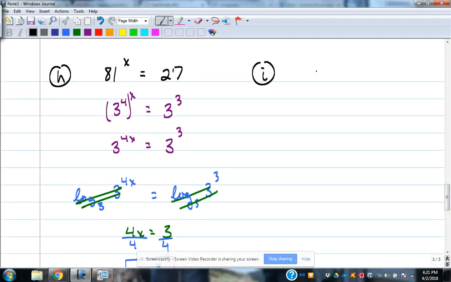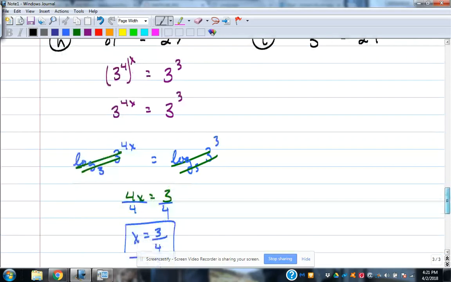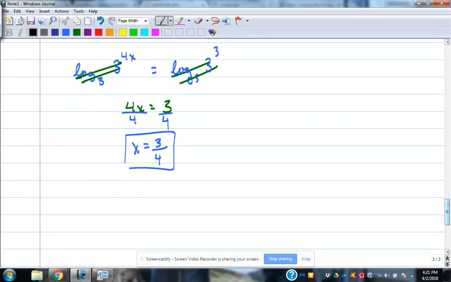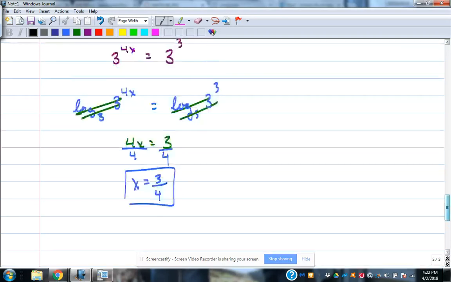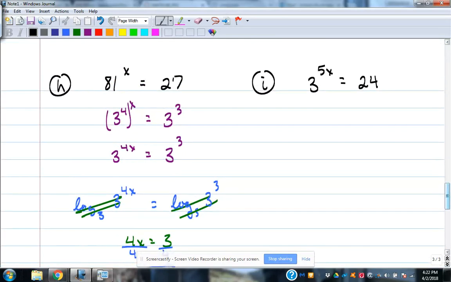Where that comes into play as an important part would be 3 to the 5x is equal to 24. Here's a problem where using a log to solve is very important. What did you end up on? 3 over 4, excuse me. Now, with this one, we've got 3 to the 5x is equal to 24.